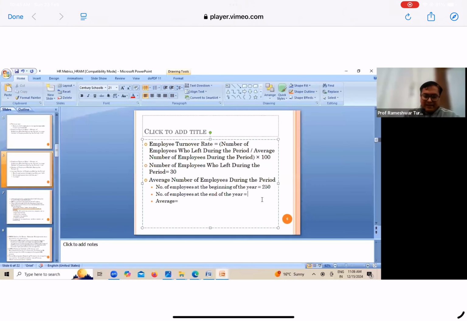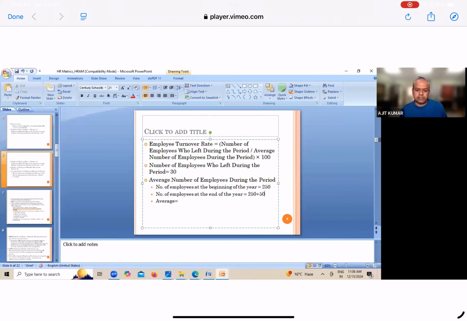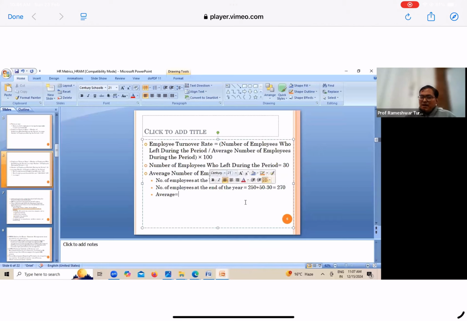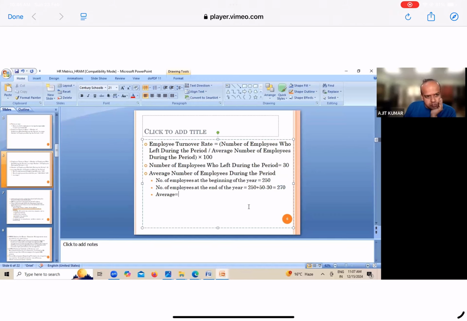So at the beginning there were 250. How many people joined in the year? Plus 50 minus 30, 30 left. So it is 270. If at the beginning of the year this many people, at the end of the year this many people, on an average in the year, how much will it be? 260.